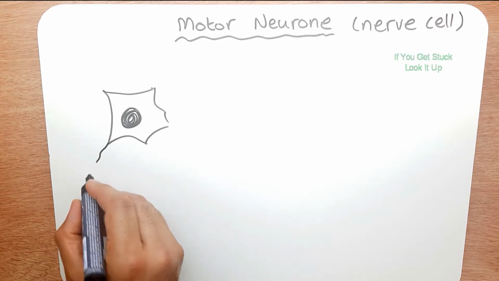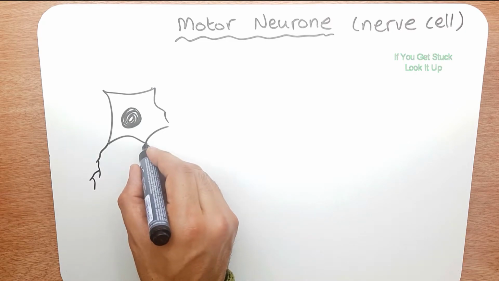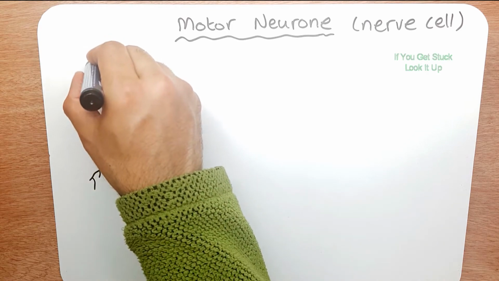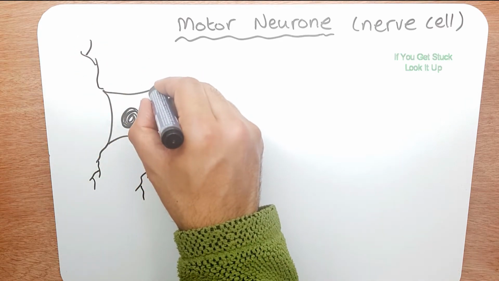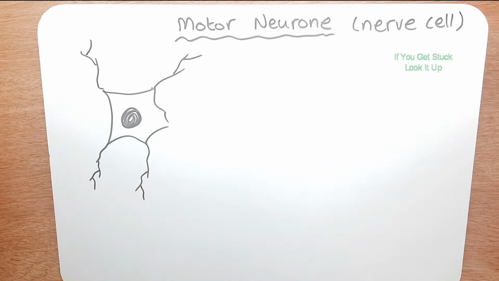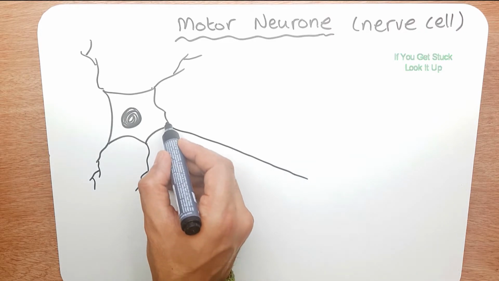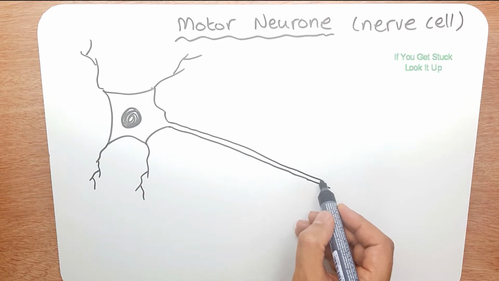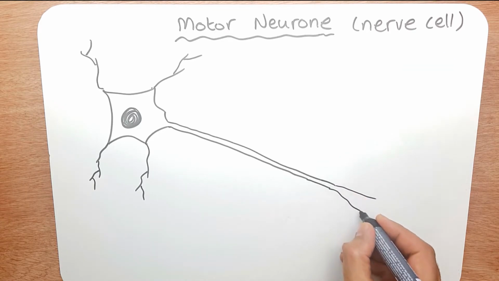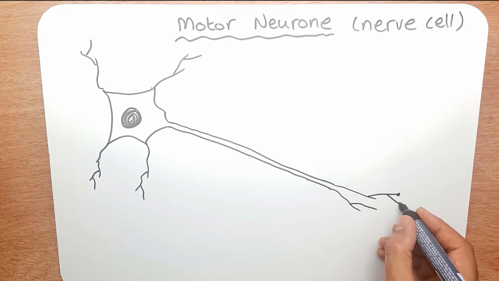You have your dendrons, which break down into dendrites. Dendron, dendrites. Dendron and dendrite. The cell continues on away from the cell body, and it eventually terminates or ends at these junctions.